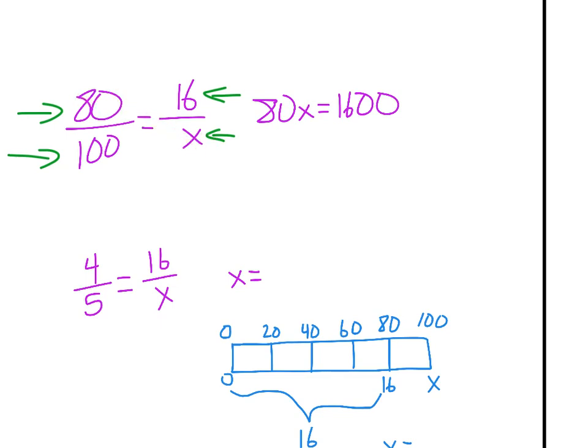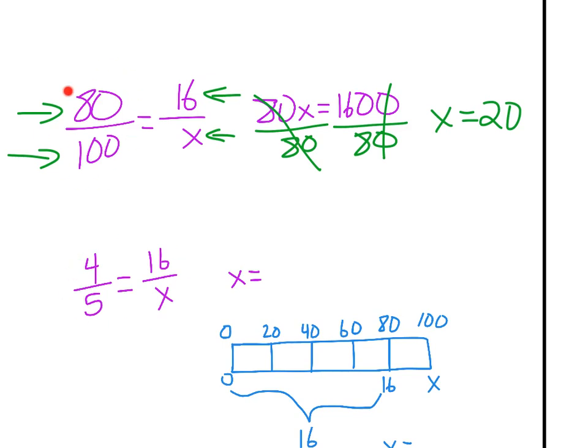80 times x is 16 times 100. So 80x equals 1600. Now you would just divide by 80 on both sides, and that would cancel those out. You can take a 0 off. So you really got 160 divided by 8, which is going to be 20. So x would equal 20.